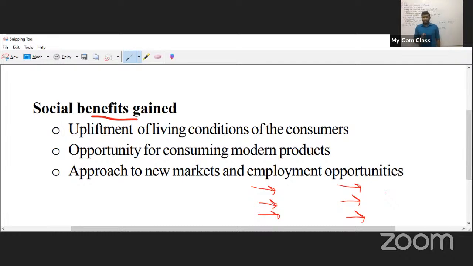If a question like this comes in the exam, so this is a good point. E-trade has both advantages and disadvantages when it comes to society.